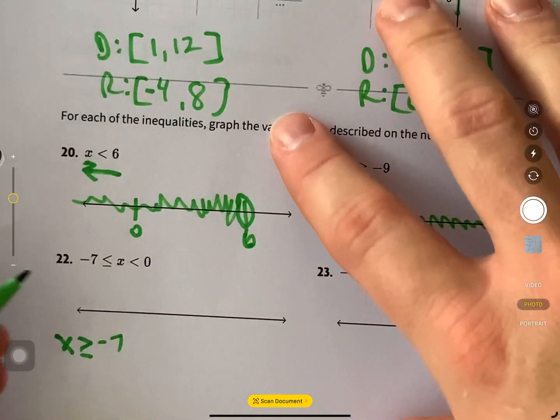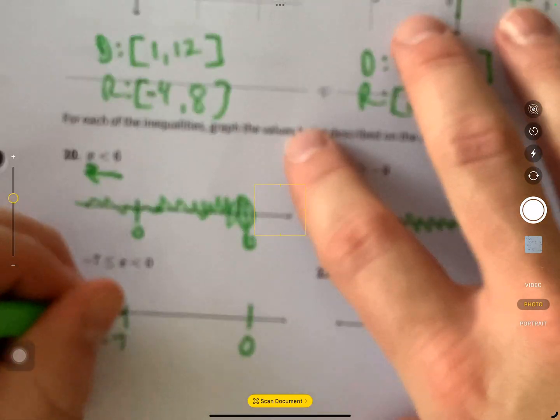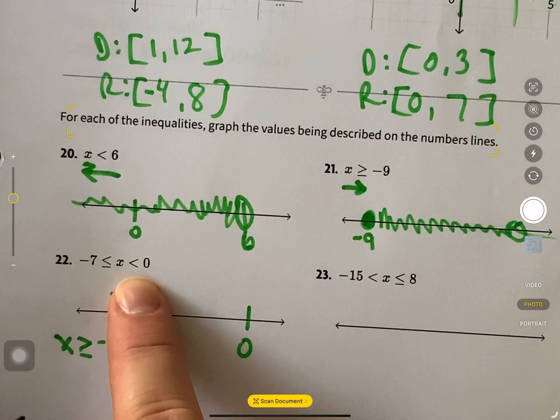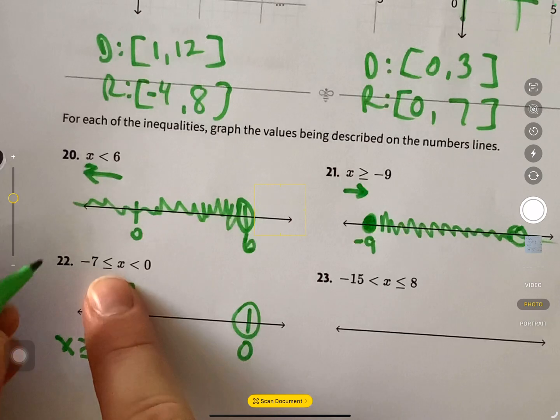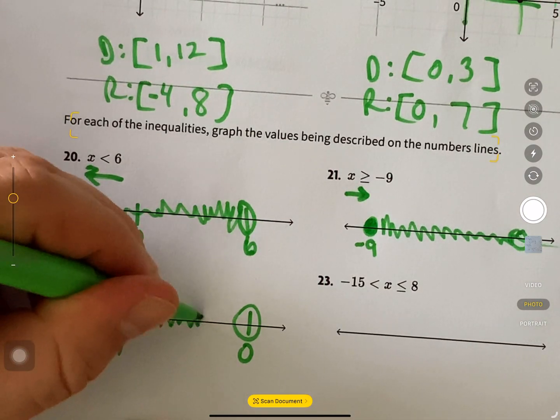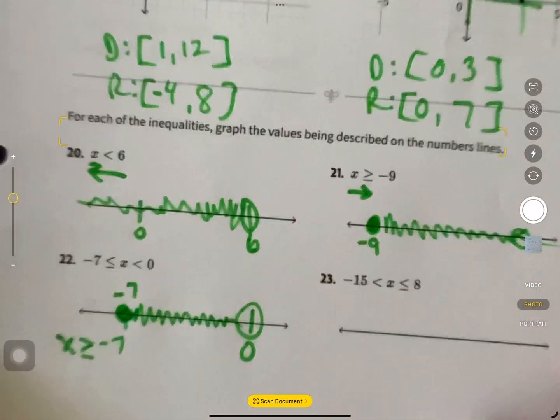So that means that my shading is going to be between 0 and -7. So I'm going to put 0 right here and -7 right here. And look, this one's going to be an open circle at 0, but a closed circle at -7. And then the shading just happens in between because it's less than 0 but greater than -7. So it's going to be in between those two.